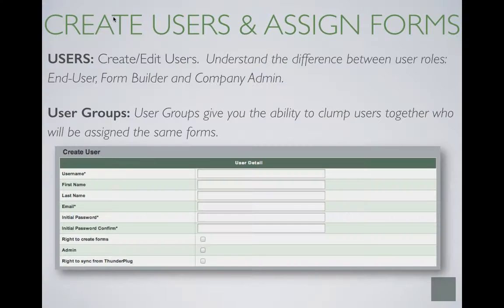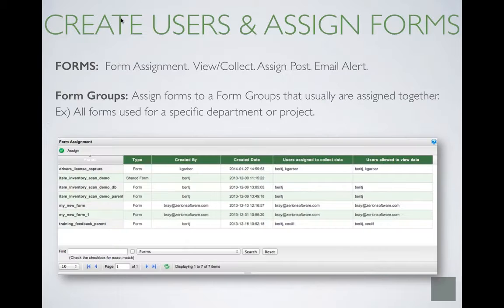Okay, so let's go back into this process. We've created our forms, then you have to create your users and assign the users to the forms. One thing I didn't mention to you is that not only are you able to create users, but you're able to place those users in user groups. Those user groups allow you to speed up your assignment process by putting all users who are going to have access to the same forms into a user group. So instead of selecting each user individually, you only have to select the user group to assign them to a form. We also have form groups.